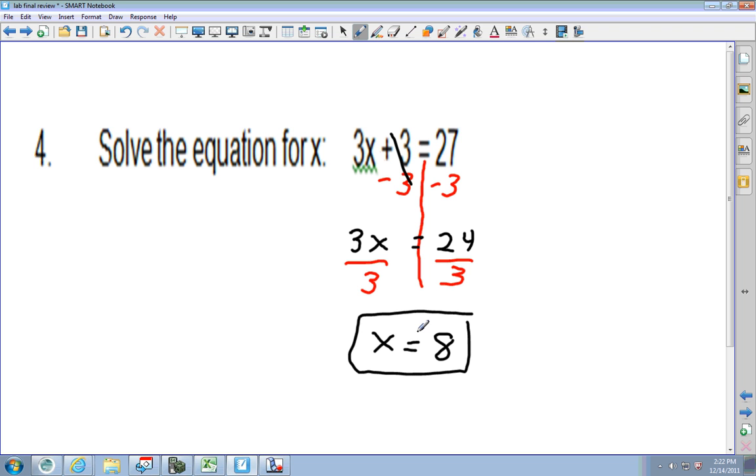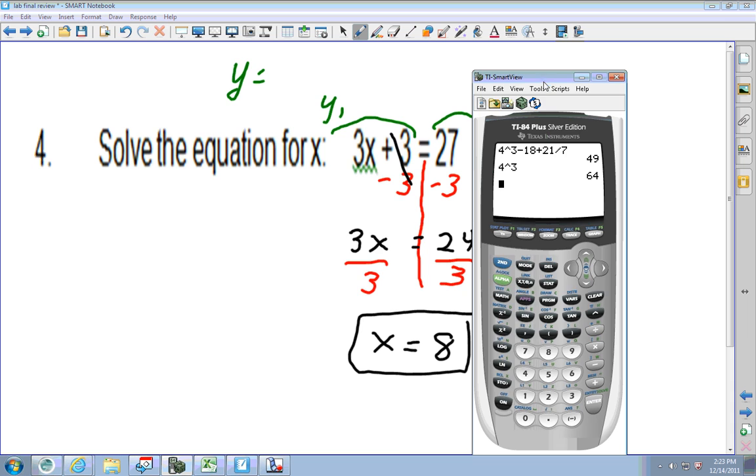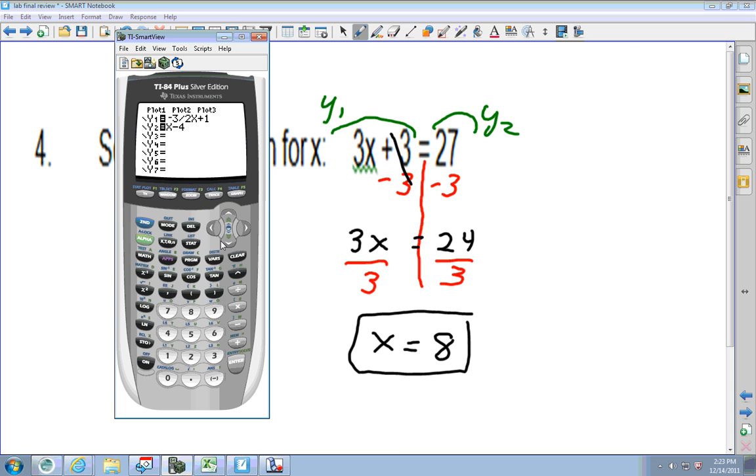Now you also can go in the calculator and go into y equals and put the left hand side into y1, the right hand side into y2. So let's grab our calculator. I'm going to press y equals and clear these out. I'm going to put 3x plus 3 into y1 and 27 into y2. I'm going to press second graph and look to see where x is 8. Are y1 and y2 the same? Yes, they are. That means that I am correct. The answer is 8.